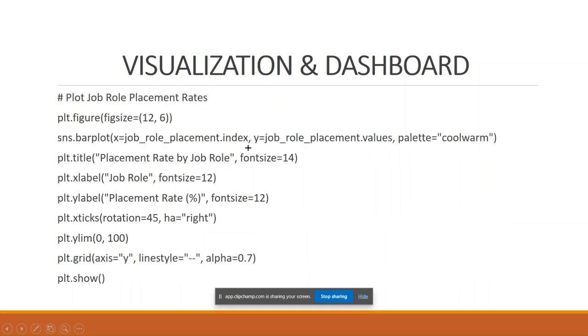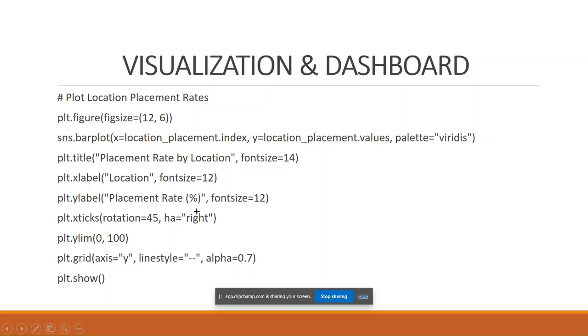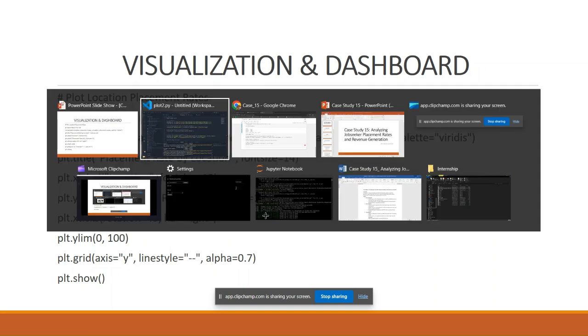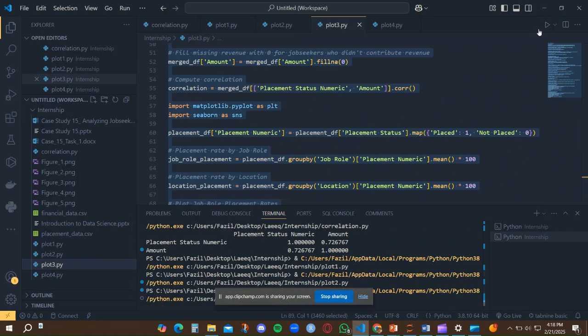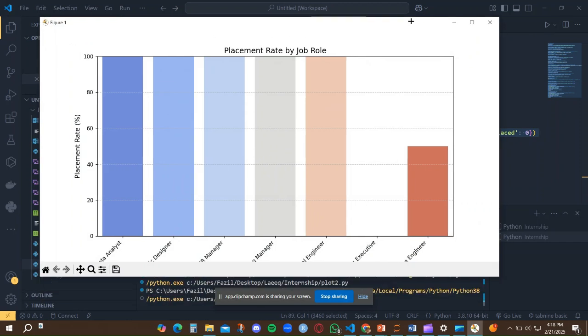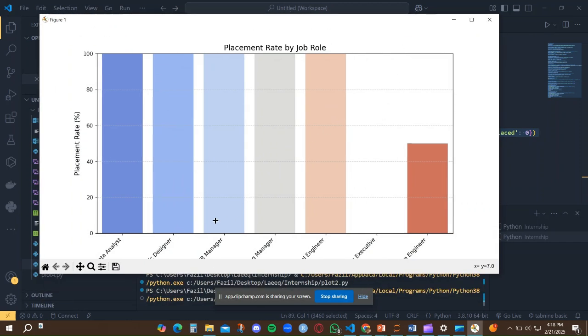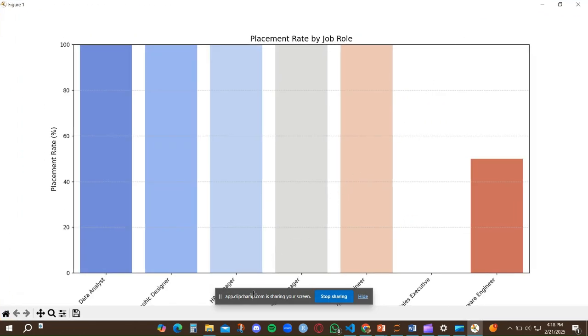Again, we create a bar plot for this and we have the x-axis as the job role and placement rate, and similarly for the location and the placement rate. So upon running this, you see the placement rate first through the job roles: data analyst, designer, HR manager, graphic design, HR manager, marketing manager, mechanical engineer, software engineer.